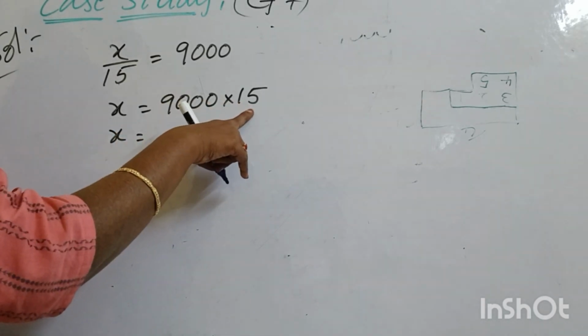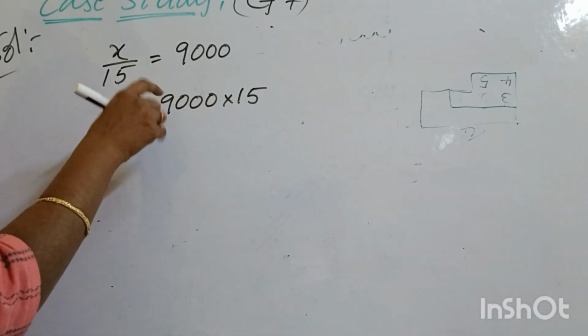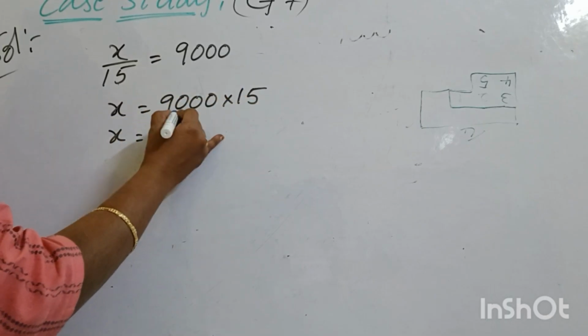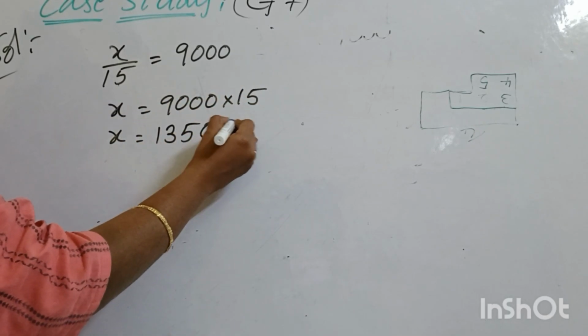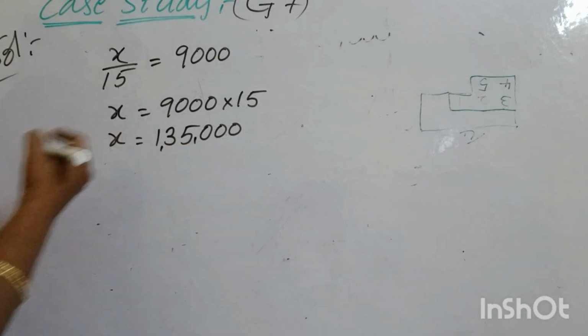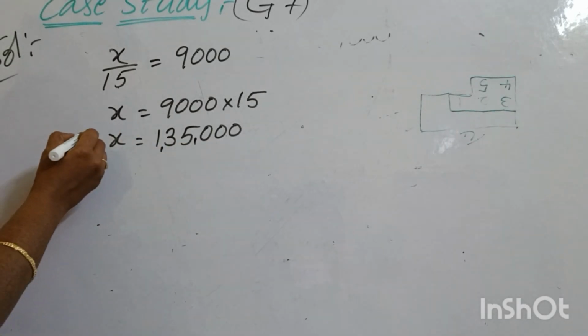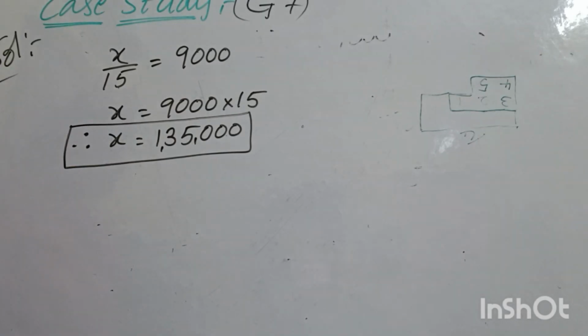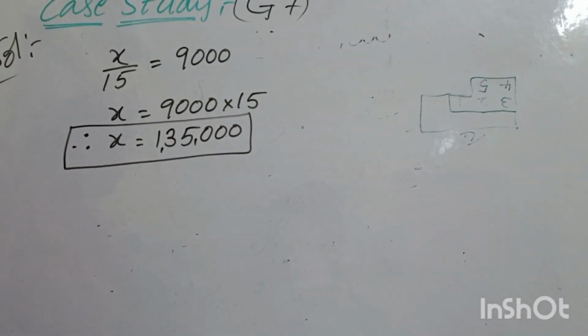When zeros are there, you first have to multiply the numerals. 15 9s are 135, and you just write these three zeros on the right side of the number. So how much? 1,35,000 is his salary. Got it? So finally we got the salary, children.